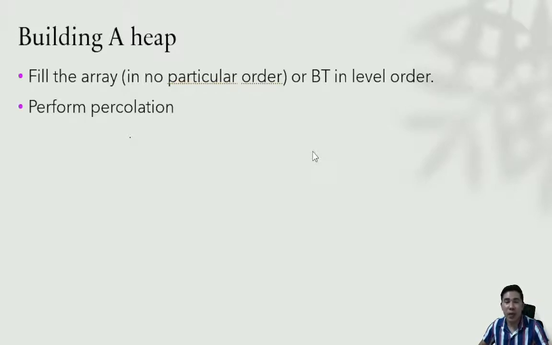Then you perform percolation down. Before you perform percolation down in deletion, you need to compare the children of that node to see which one has the highest value. After identifying the highest value, you compare it to your parent. If they are not in order, in either a min heap or a max heap, you swap them and continue percolating until everything is in order.